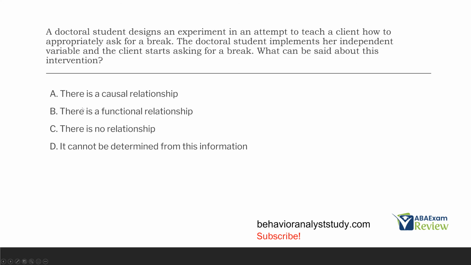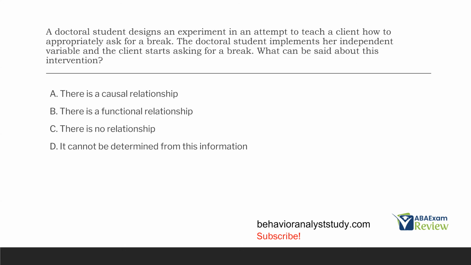However, we can say there's a functional relationship, right? We implement the IV, the client starts asking for a break. There's some sort of relationship there, okay? Because before, the client wasn't. Now, the doctoral student implements the IV, and the client starts asking for a break. So, is it the strongest functional relationship in the world? Probably not. But ever since the IV has been in place, the client started asking for a break. So right now, we can say, well, there's a functional relationship.